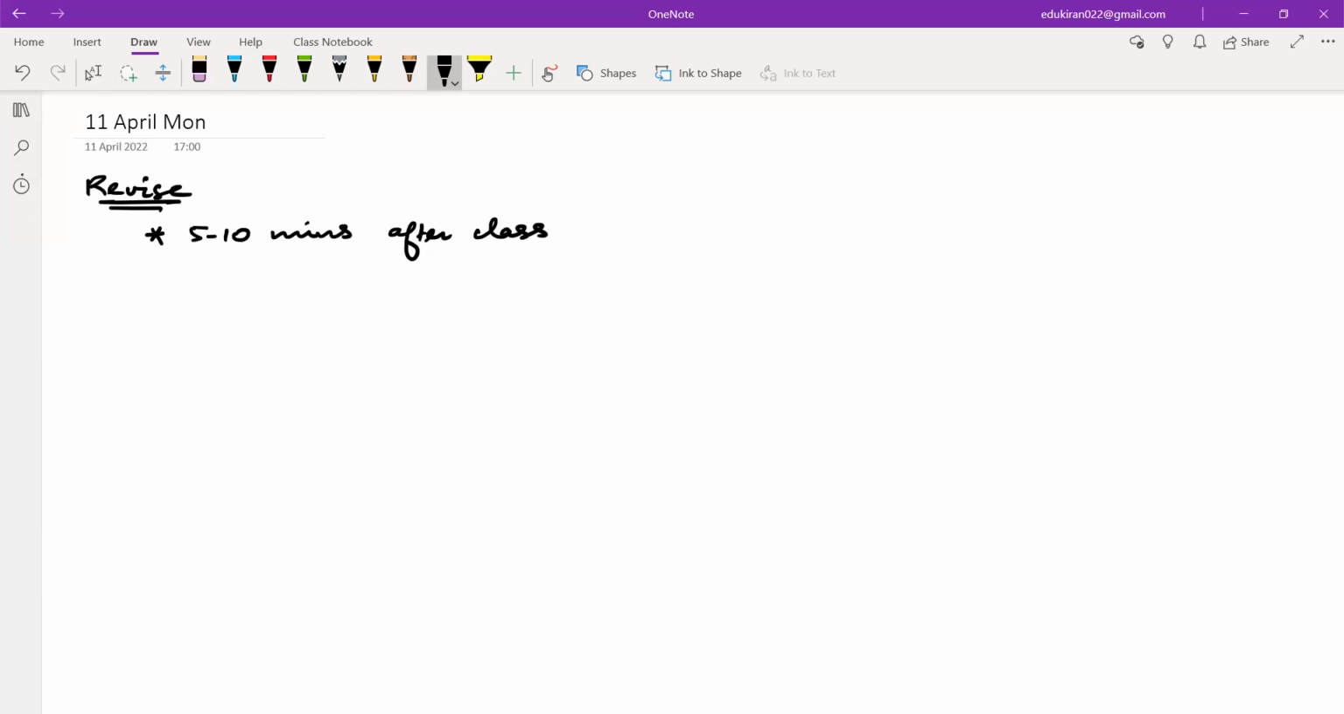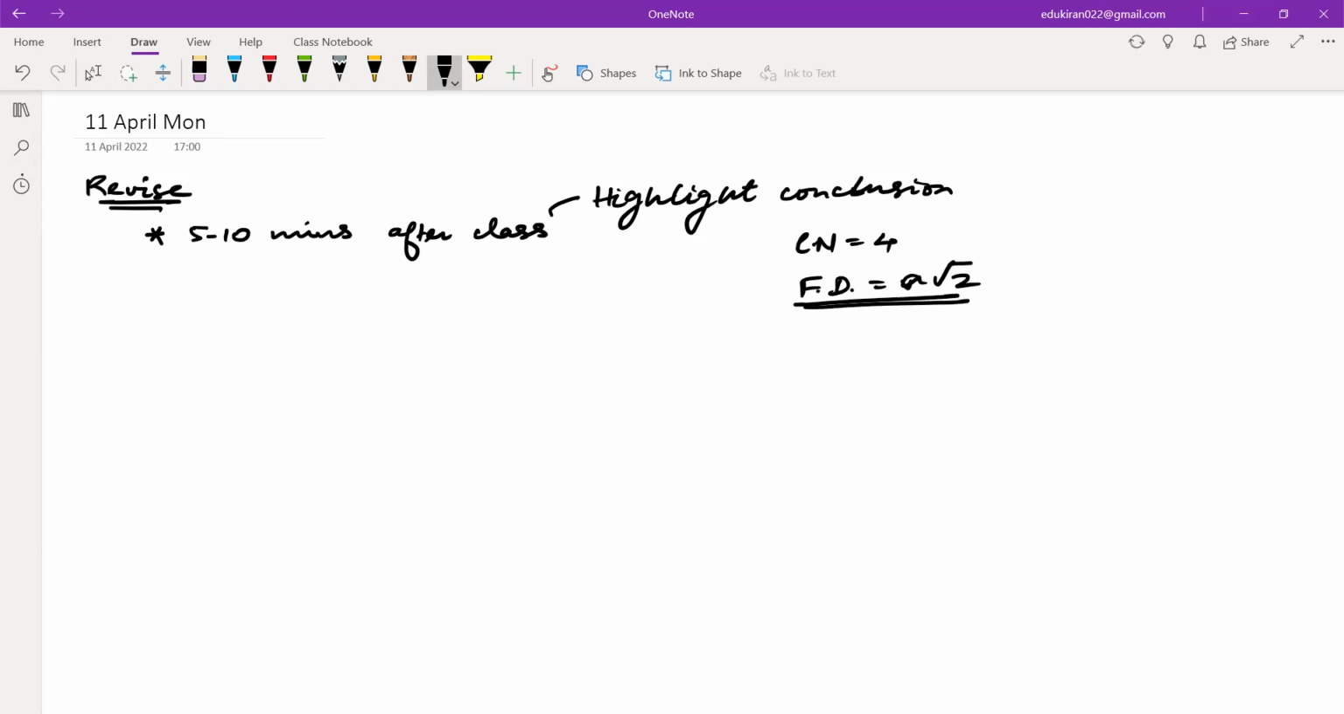Okay, fine. Now, what do I mean by 5 to 10 minutes after class? You will highlight the conclusions. What do we mean by conclusion? For example, I said that the coordination number is equal to 4, and we also said that the face diagonal length is equal to a root 2. So these are the conclusions that you have to remember. Everything that I say you have to remember, after the class you will start reading, and in 5 to 10 minutes you will be done with the highlighting part. Sometimes this may take even 15 minutes, sometimes just 5 to 10 minutes. This is something that you will do after the class.